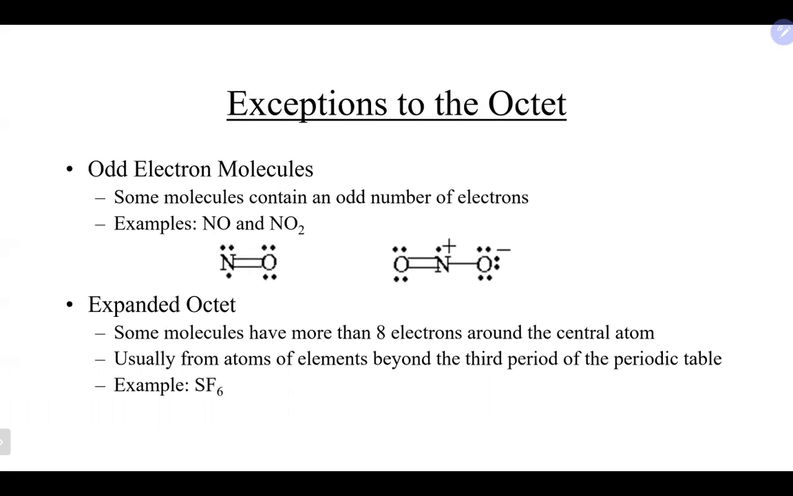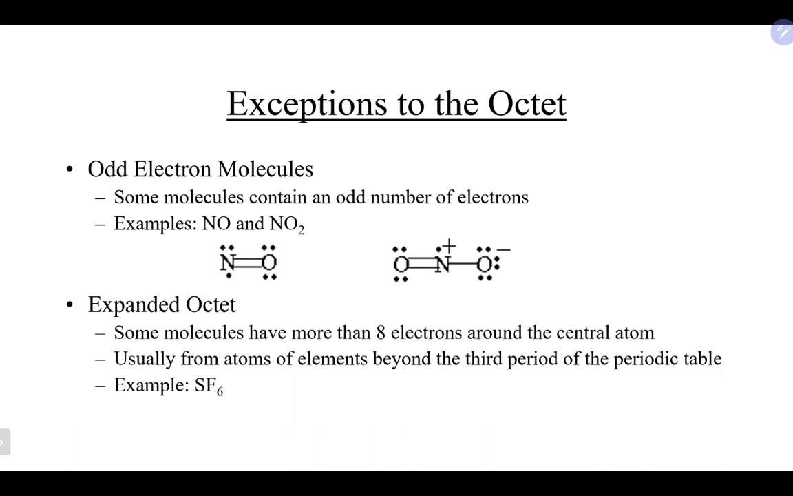Another exception to the octet rule is an odd electron molecule. That basically means when you add up all your electrons, you have one extra electron, so you have an unpaired electron. Those are sometimes referred to as free radicals. They're very, very reactive because they have just one electron. They don't really like to be that way. A lot of atmospheric chemistry involves chlorine that has a lot of unpaired electrons like that, and they're very, very reactive because of that.